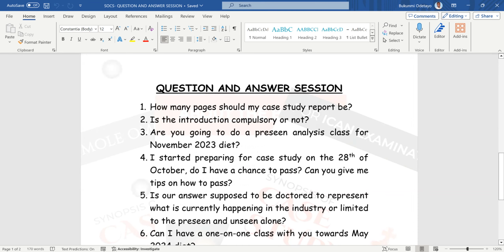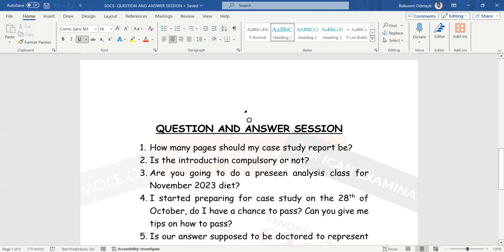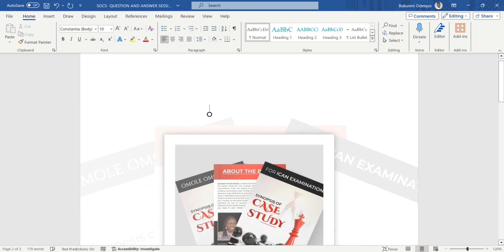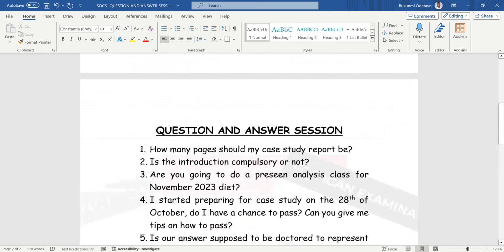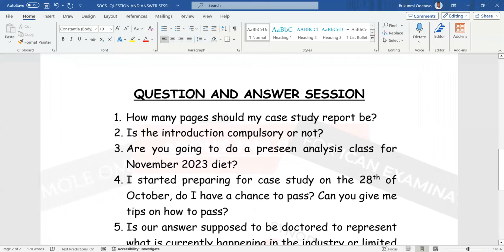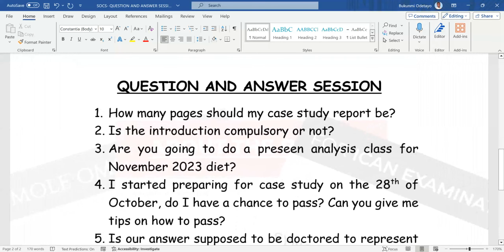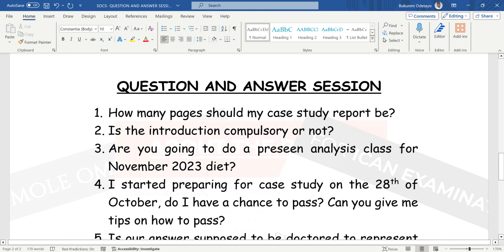So the first question here is, how many pages should my case study report be? The number of pages your case study report would be depends on you. How do I mean? You definitely know the first page is your cover page, right? And the second and third pages will be your executive summary. The executive summary should not be more than 2 pages. So pages 1 to 3 are static. That one is just like a norm.